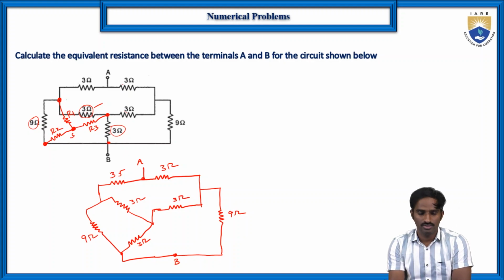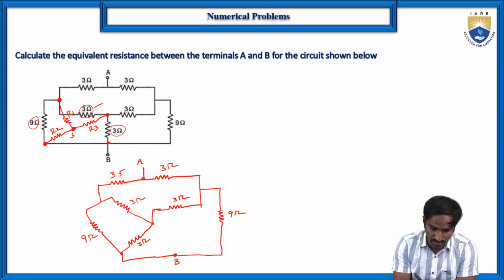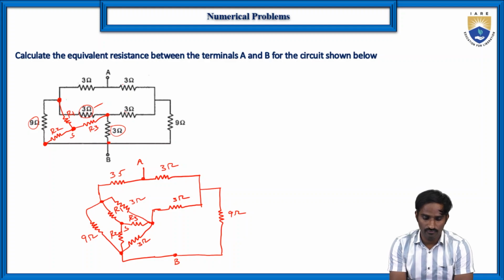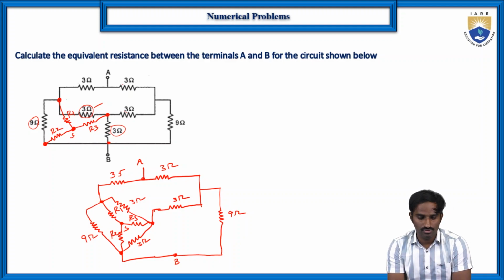Okay, fine. So now we are going to convert this into star, because this is one point, this is the second point and this is the third point. So let us consider this is R1, this is R2 and this is R3, and let us consider this is the point S. Now we are going to find the R1, R2, R3 values, which means we are converting delta into star.